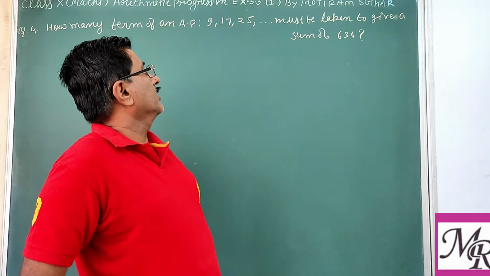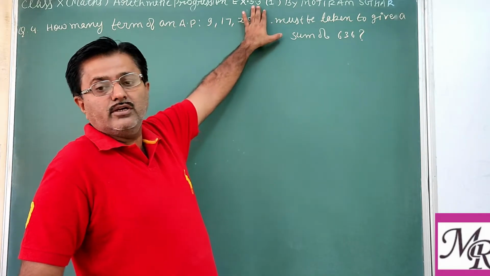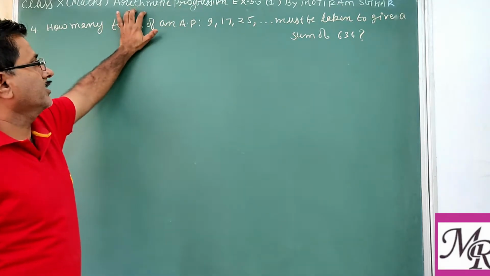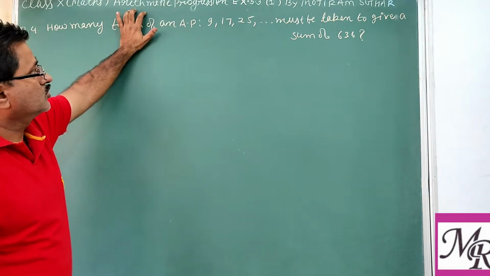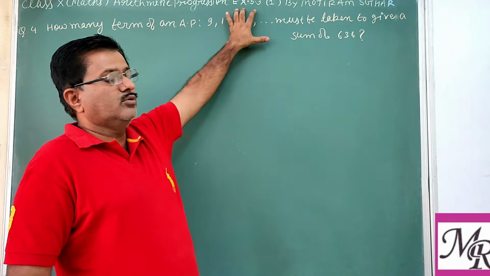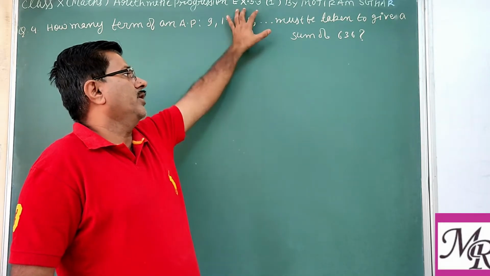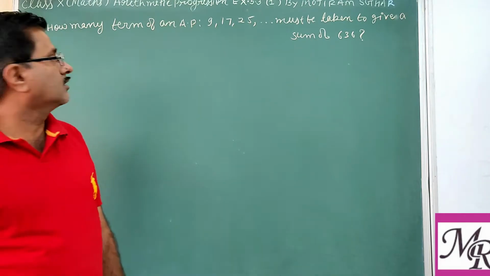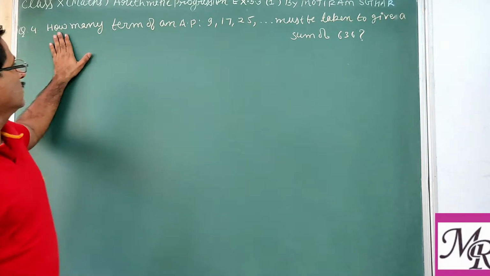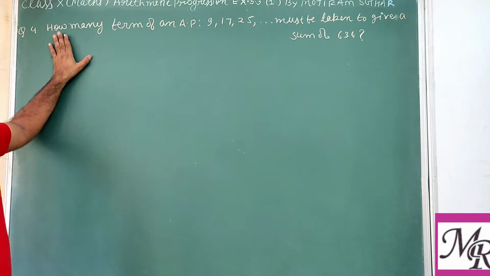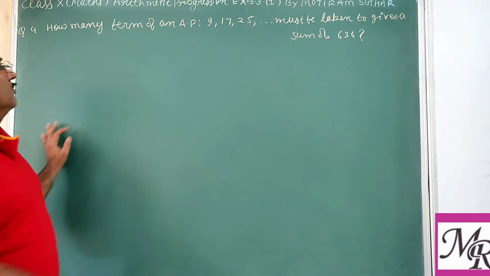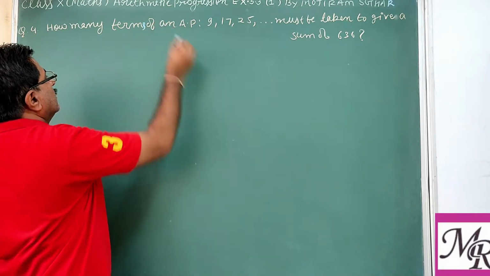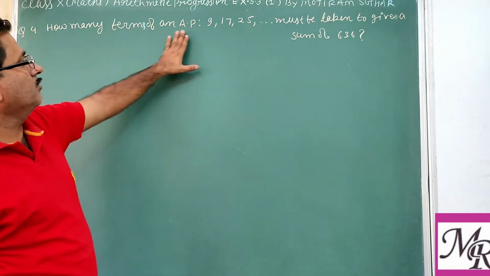Today we are taking exercise 5.3 of the chapter arithmetic progression. This exercise is related to the sum of n terms of an AP. So we consider the problem here, question 4 of NCERT. How many terms of the AP?